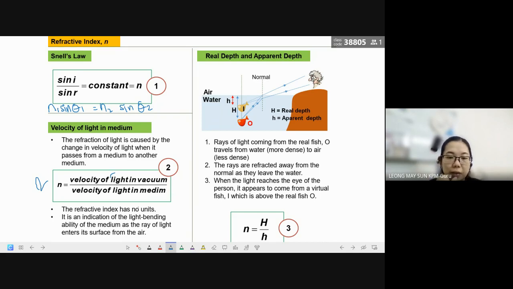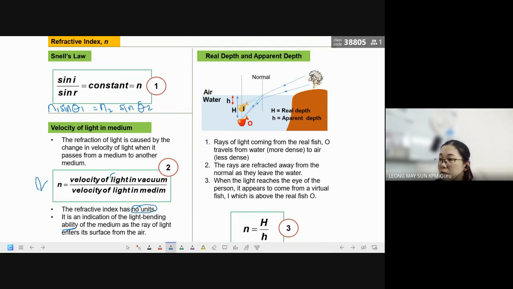All right. So refractive index has no unit. Refractive index is one of the few physical quantities that does not have a unit. It's an indication of the light bending ability of the medium as the ray of light enters its surface from air. The third one is real depth and apparent depth. Anyway, one thing, refractive index is not a physical quantity, because it cannot be measured. It is derived from other physical quantities.